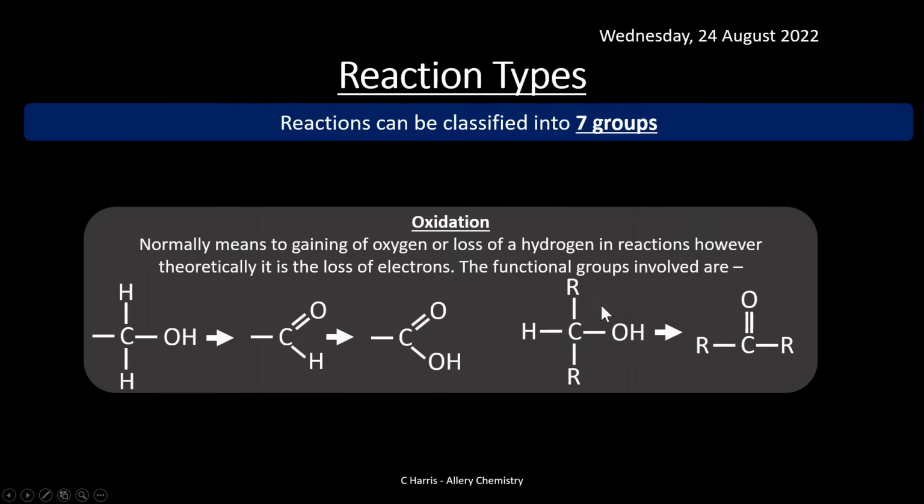Okay, the penultimate one is oxidation. We've seen oxidation before, in one of the previous topics, but normally this means the gaining of oxygen or the loss of hydrogen in reactions. However, theoretically, it's the loss of electrons, so you'll remember that. OILRIG, that's the acronym I think we used. Oxidation is the loss of electrons, reduction is the gain. The functional groups normally involved in oxidation are things such as alcohols, aldehydes, carboxylic acids, and alcohols forming ketones, for example. You'll see these later on in year 1 chemistry.